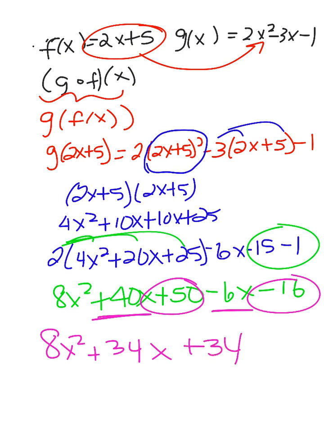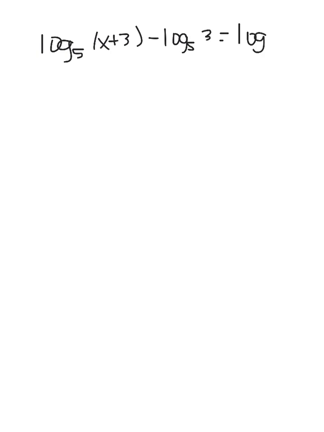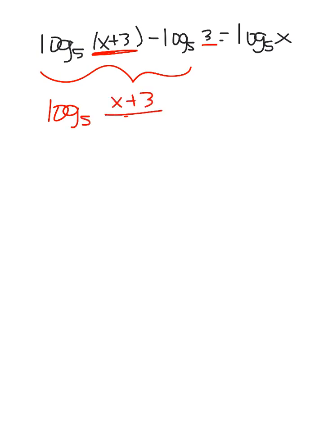Okay, so let's take a look at 5. All right, so 5 are the log equations. So A is log base 5 of x plus 3 minus log base 5 of 3 equals log base 5 of x. So the first thing you do is you want to condense. So I have a minus, that means these two here are being divided. So I have log base 5 of x plus 3 over 3 equals log base 5 of x.